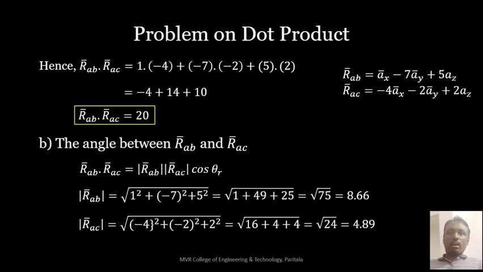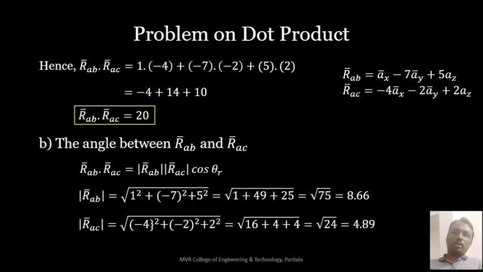The next one is RAC. You can see the RAC vector above, its components are minus 4, minus 2 and plus 2. So square root of minus 4 whole square plus minus 2 whole square plus 2 square, so 16 plus 4 plus 4. So square root of 24 will give 4.89. So this is the way we are able to identify the magnitude.